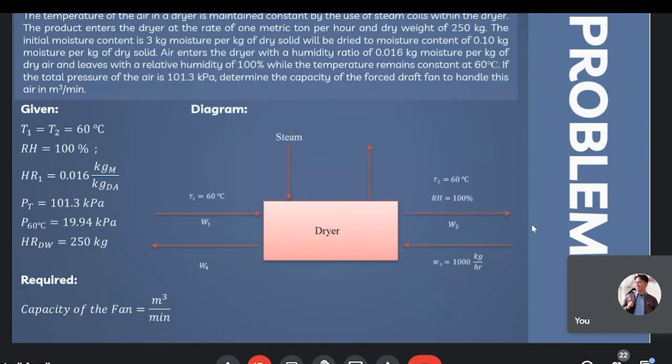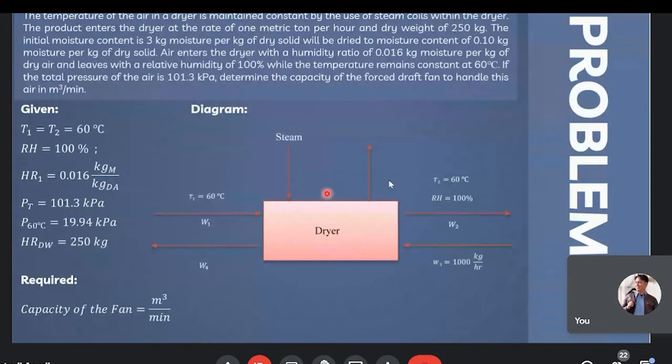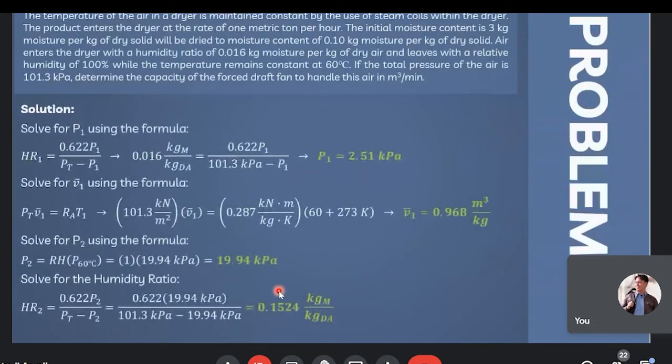So ito yung diagram niya. Ito yung initial na conditions natin. So the first step to solve this would be solve the P1 using the formula HR or humidity ratio is equal to 0.622 P sub 1 divided by P sub T or yung P total natin minus P sub 1. So itong formula na to is standard na to.